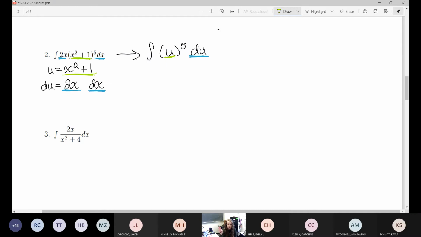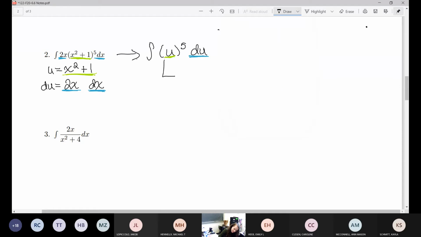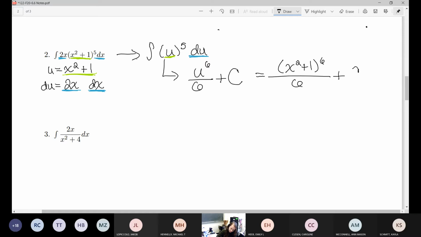Well, we just have a u to the 5th here, essentially like an x to the 5th. So we know how to take the antiderivative of that. It's an anti-power rule. So we can take its antiderivative, leaving it as u, add 1 to the power, divide by the new power. Your last step is to always take that u and replace it with what it once was. And of course, you could write this as a 1/6 in the front if you prefer.